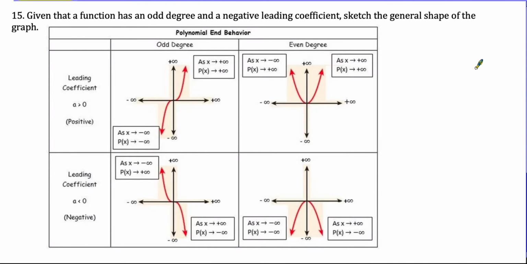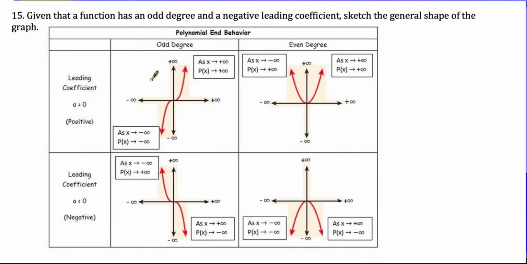On number 15, this one we are just told that our function has an odd degree and a negative leading coefficient, and we wanted to sketch the general shape. So this question is getting at these end behaviors of polynomials that we spent a lot of time talking about. I would probably try to memorize these 4 scenarios.